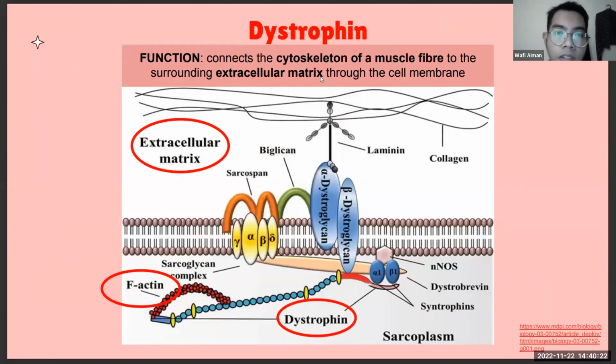So here is the function of dystrophin. It connects the cytoskeleton of a muscle fiber to the surrounding extracellular matrix through the cell membrane. So we have three components here. The extracellular matrix is connected to the F-actin, which is the cytoskeleton of the muscle fiber, by the dystrophin protein.